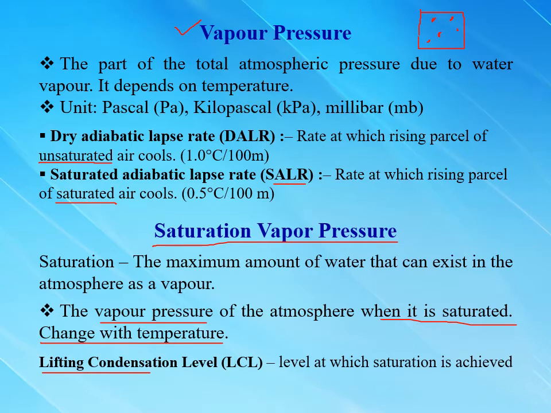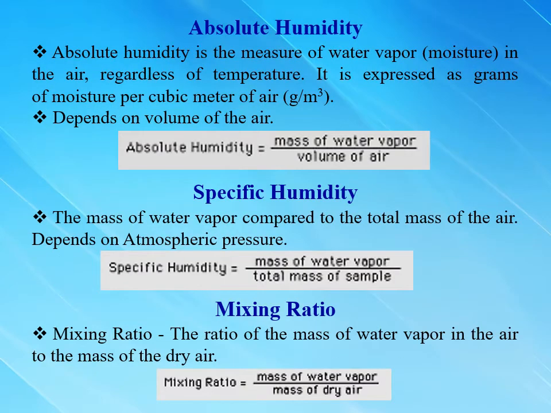The next term by which we express humidity is absolute humidity. Absolute humidity is the measure of water vapor content in the air regardless of the temperature. It is generally expressed in grams per meter cube. That is, absolute humidity is basically a ratio between the mass of water vapor present in the given atmosphere and the volume of air, irrespective of temperature. Now, the value of absolute humidity depends on the volume of air.